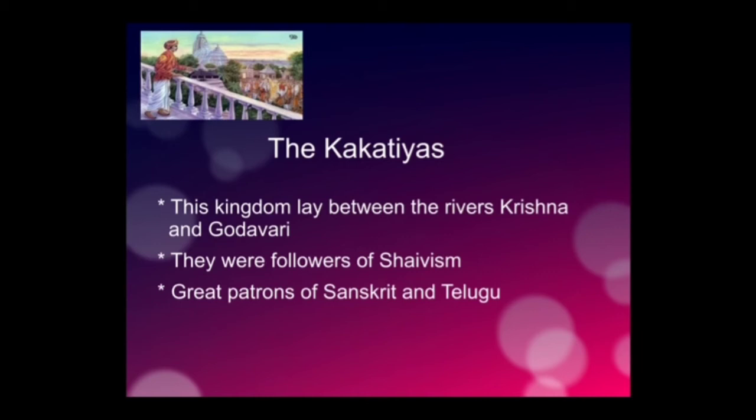The Kakatiyas. Their kingdom lay between the Krishna and Godavari rivers, and the rulers of this dynasty ruled from the 12th to the 13th century. Their territories were taken over by the sultans of Delhi in the early 14th century. Kakatiya kings were followers of Shaivism and were great patrons of the Sanskrit and Telugu languages.